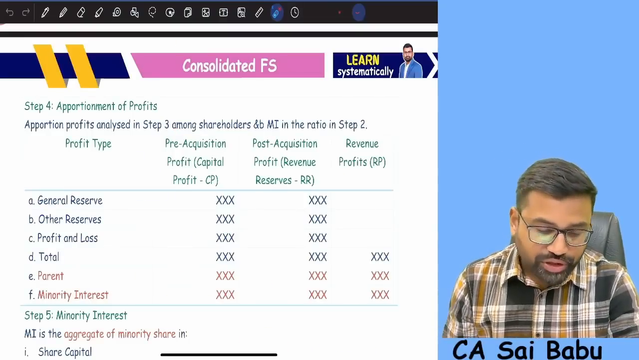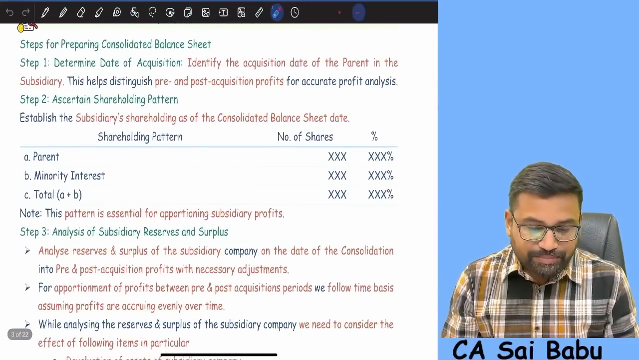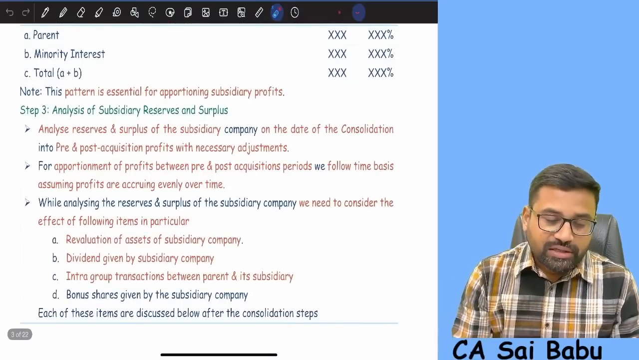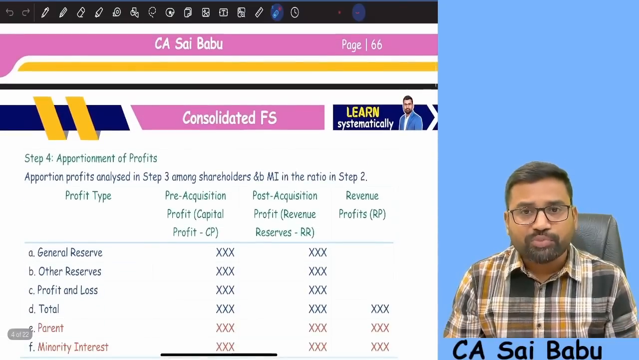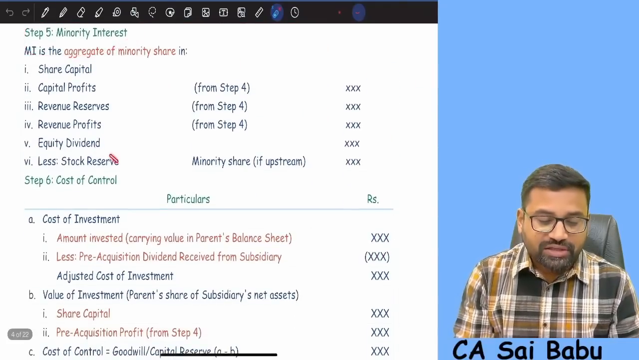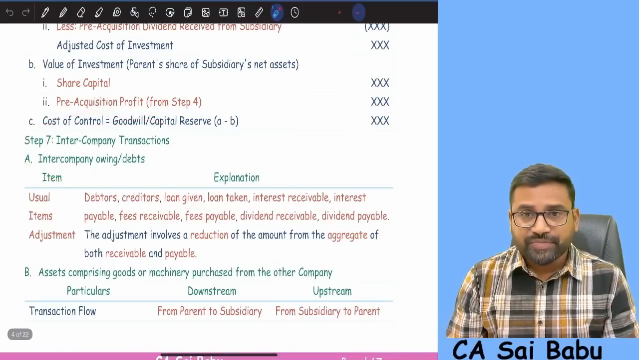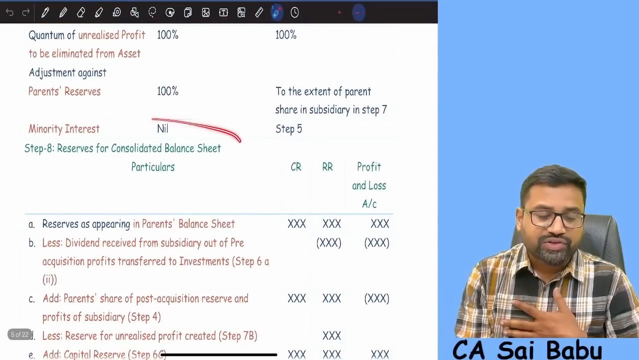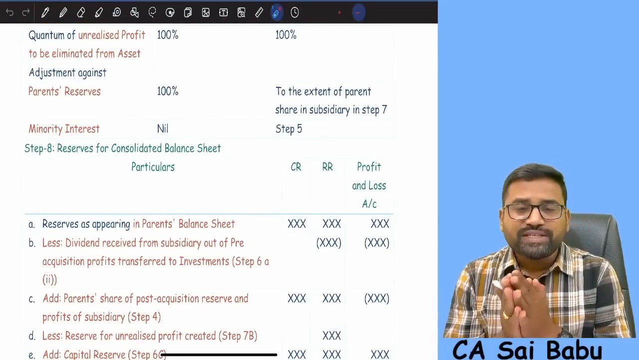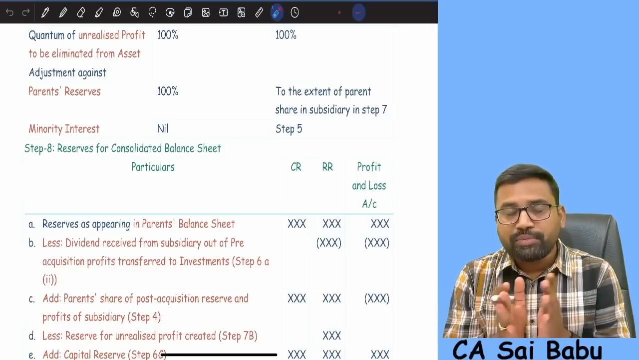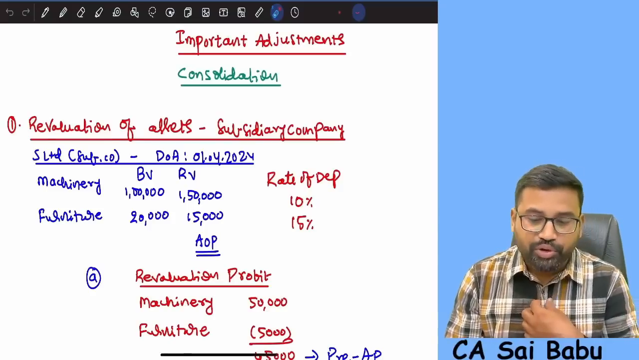Now before discussing the important adjustments, you should have the basic idea about the consolidation procedure, the steps involved in it, especially step number 3, analysis of subsidiary company reserves and surplus, apportionment of the analyzed profits, ascertaining minority interest, calculation of cost of control, thereby goodwill or capital reserve, intercompany transactions, identification of intercompany transactions, and calculation of reserves for the consolidated balance sheet. See, these are some of the key steps involved in the consolidation procedure, sir. Out of these steps, maybe steps like minority interest or cost of control can be asked as separate small questions. Now let us discuss the important adjustments.